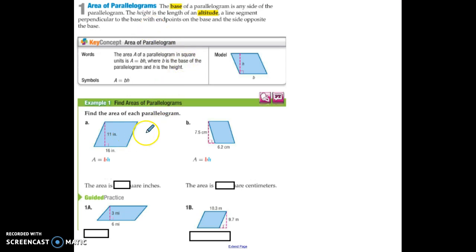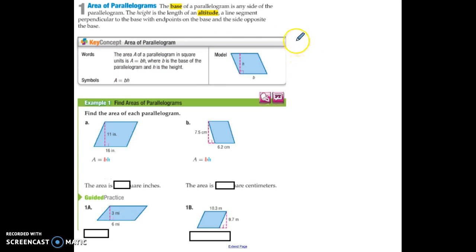So the base is just one of the sides of the figure, or in this case the parallelogram. The altitude must be perpendicular to that, and it must touch the other side. So look inside the box here. Most of you know this, but the area of a parallelogram is base times height.